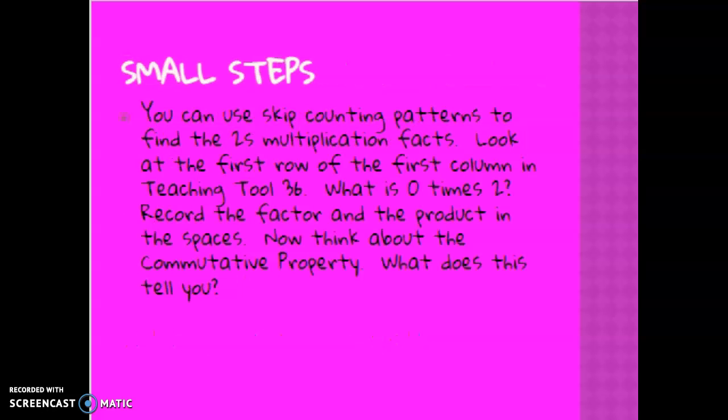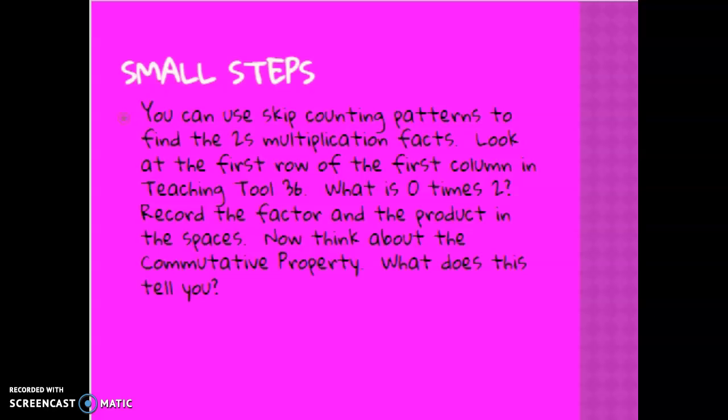So let's think about how we can use small steps to help us. We can use skip counting patterns to find the 2's multiplication facts. What I'm going to do is show you on the next screen what the facts look like. In the first row, the column on the teaching tool is going to be: what is 0 times 2? So we're going to start out and record those patterns for 0 times 2 and go forward.